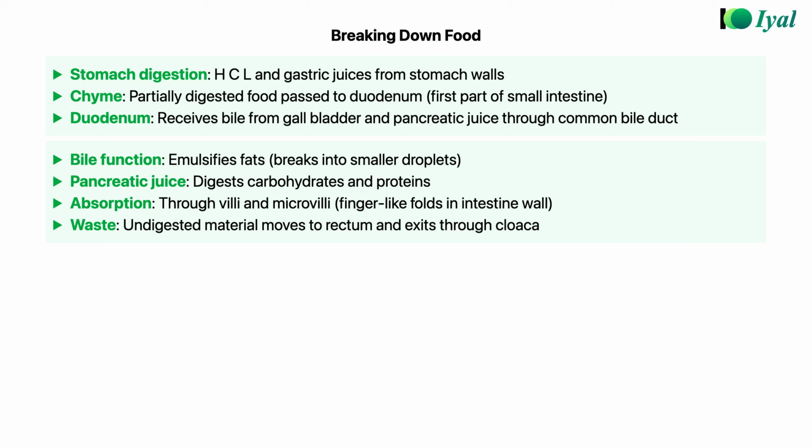Here's what each secretion does. Bile breaks down fats into smaller droplets. We call this emulsification. The pancreatic juice works on digesting carbohydrates and proteins. Final digestion happens in the intestine, and then comes absorption. The intestine wall has numerous finger-like folds called villi and even tinier microvilli. These create a huge surface area for absorbing all the digested nutrients. Whatever can't be digested moves into the rectum and passes out through the cloaca.